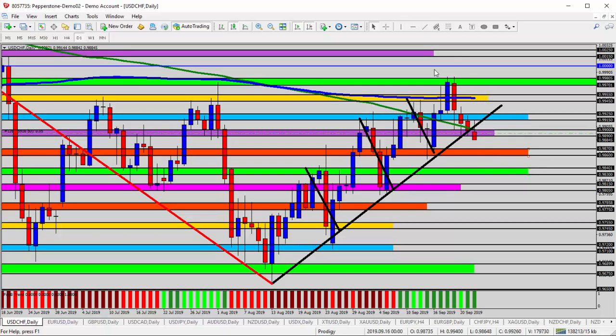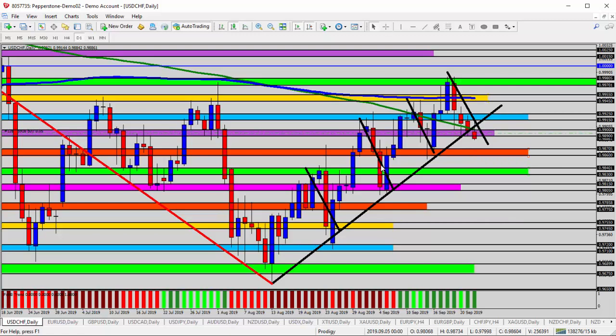So the question is, is this going to be simply a pullback like what we've seen before? 1, 2, 3 times, pull back, find support, and return to the uptrend, new high. Will this be that simple pullback again, or are we looking for a complete reversal in the market to turn back lower again? We'll keep an eye on a couple other things like the US dollar to see how it plays out over the next few days as well, but at least right now we're challenging a potential breakout.